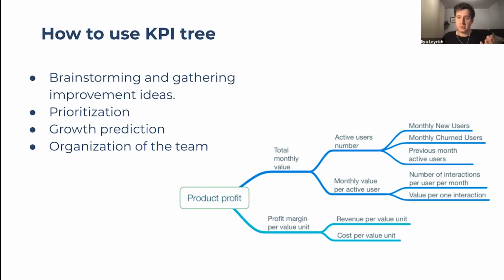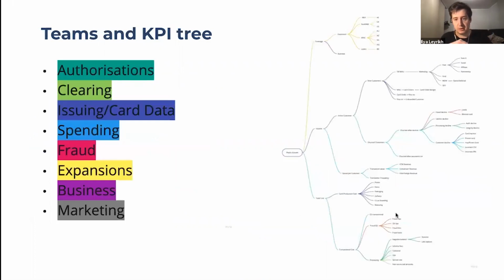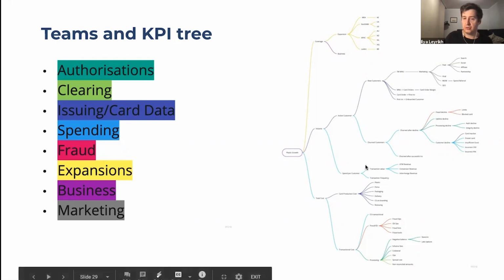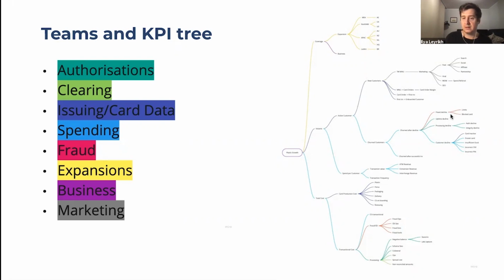And I will show this last slide. This is actually an example of the structure of the issuance tribe inside Wise. This is the group of 8 teams that are working on issuing cards to customers, the payment cards to the customers. And this is the KPI tree for the whole tribe. And you can see the different teams here represented by the different colors. I will not zoom in, but essentially you can get a sense that different branches are owned by the different teams shown on the left.